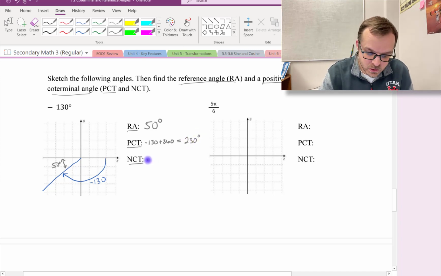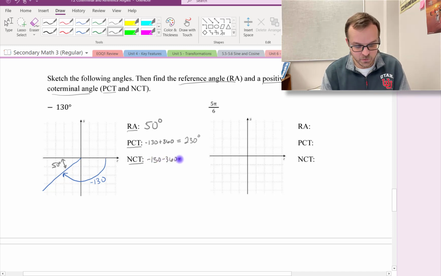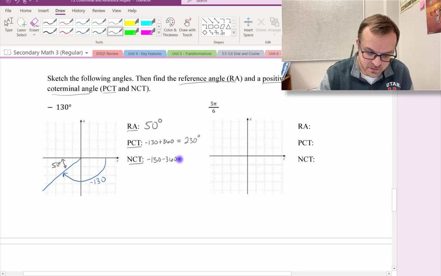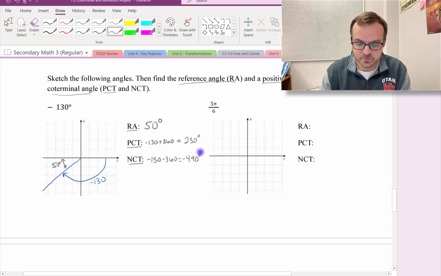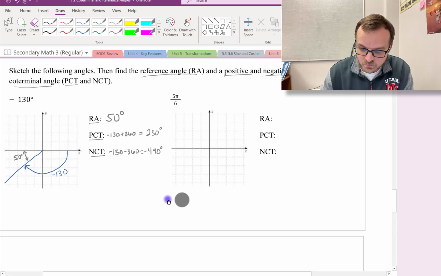A negative coterminal, we can easily just subtract the 360 from it. So negative 130 minus 360 gives us negative 490. And that's a negative coterminal angle. Okay, so it's not too bad. Let's try one with radians.